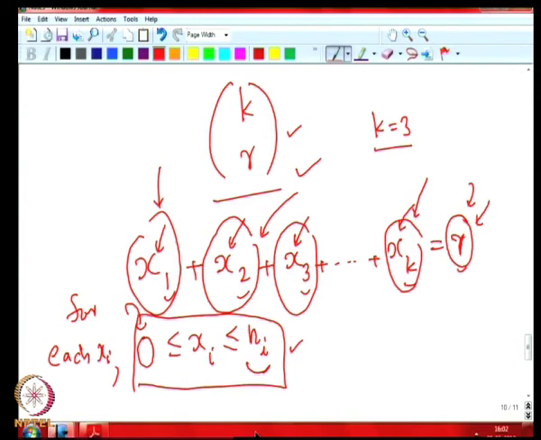So, in the balls and bins case, this xi would correspond to the number of balls that we place in the ith box. When I say xi is at most ni, it corresponds to saying that in the ith box, we can place at most ni balls. We cannot put more than ni balls in the ith box, that is what it means.